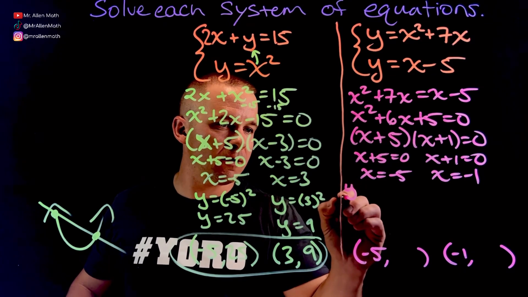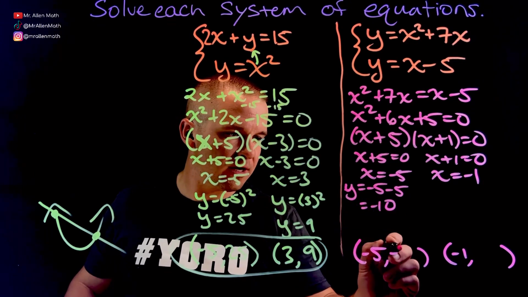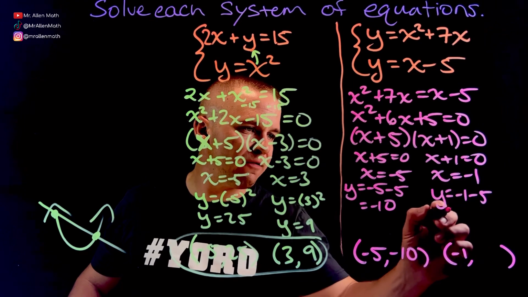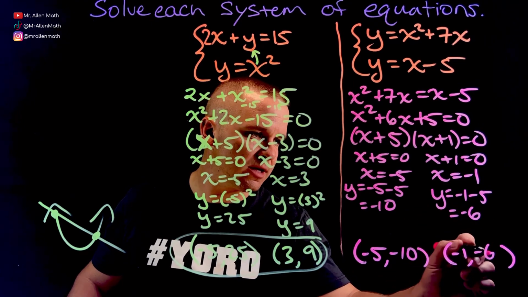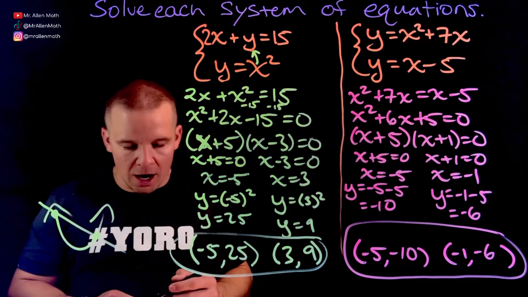I'm going to have y equals negative 5 minus 5. That's negative 10. So negative 10 goes here. And then I have y equals negative 1 minus 5. That's going to be negative 6. So negative 6 goes here. Once again, we have 2 solutions, 2 ordered pairs. There we go. Boom. Diggity.